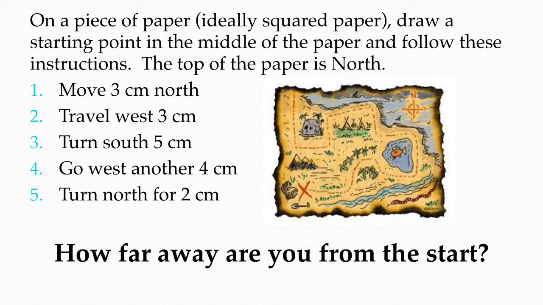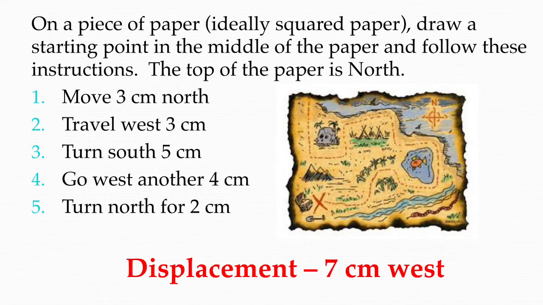Although you've travelled 17 centimetres, how far are you now from where you originally started? You can measure this with a ruler. If you've drawn it correctly, you should find that your start position was 7 centimetres west of your finish position.